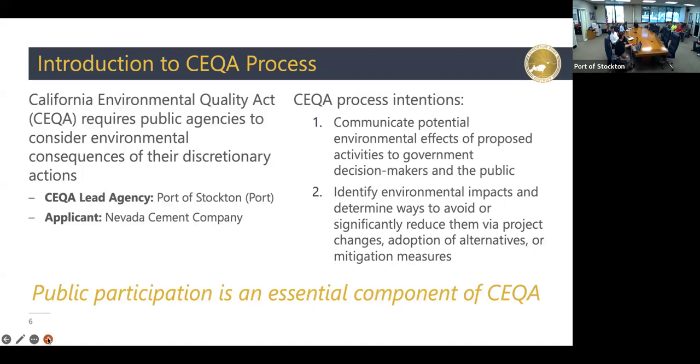The CEQA process has two main intentions, which are to communicate potential environmental effects of proposed activities to government decision makers and the public, and to identify environmental impacts and determine ways to avoid or significantly reduce them through project changes, adoption of alternatives, or mitigation measures. Public participation is an essential component of the CEQA process.